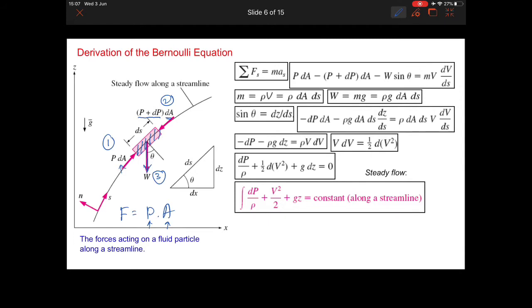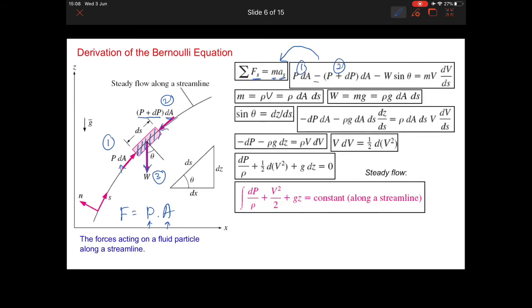After we know all the forces involved while the particle is moving, we can put them all together in an equation: the total force on the particle in the S direction equals the mass of the particle times the acceleration of the particle in the S direction. So firstly, we take force number 1 here, P times dA, and then second, we put force number 2, P plus dP times dA, but remember it's in the opposite direction, so it's minus.